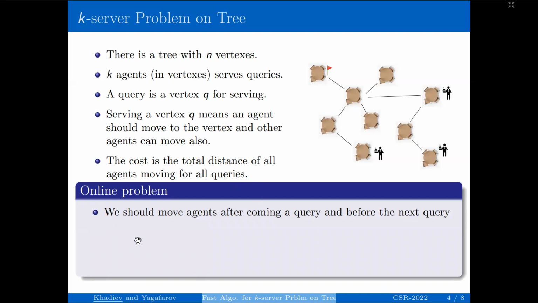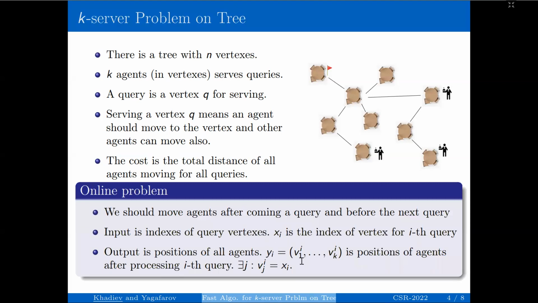In online fashion, we should move agents after each query comes, and this moving should be done before the next query. Here xi is the index of the ith query, and yi is the new positions of our agents. The new position is such that at least one of them should come to the query.